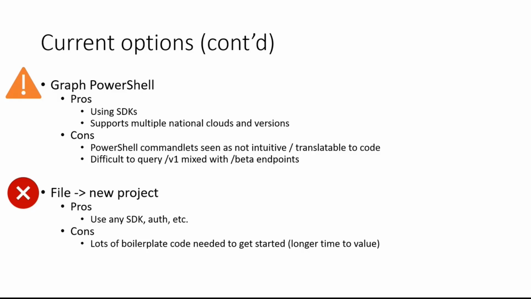And then we also have things, again, like file new project. So if I wanted to spin up a new project inside of VS Code or go to the Graph Docs, we have quick starts. You can literally download and launch code in a very quick fashion. With this, really, you can use any SDK that you want. You can use any authentication mechanism that you want. But you do have to go through all those steps in terms of getting the code, finding the SDK that you want, and so forth. So it can be a little bit longer in terms of the time to value to be able to run your first query out there.